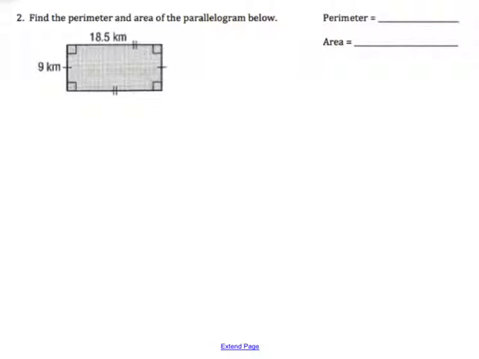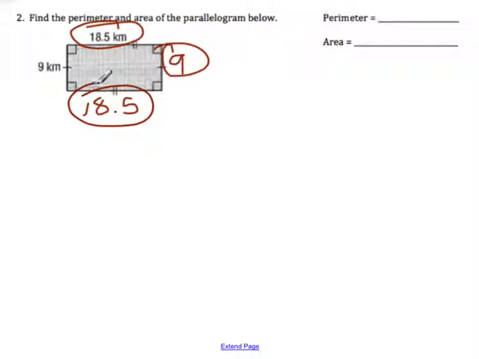Next, let's take a look at this here. To find the perimeter, if it's a rectangle, then this side is also 9, or it's a parallelogram, but that's still true, and this side is also 18.5. So to get the perimeter, all we're going to do is 18.5 plus 9 plus 18.5 plus 9. And when you add all of those together, you end up getting 55 kilometers.